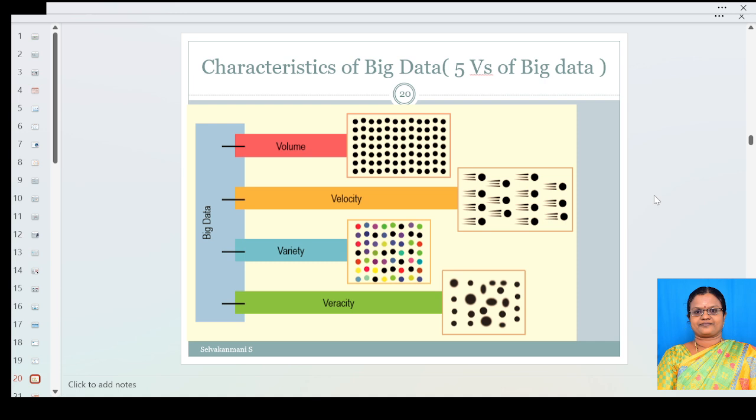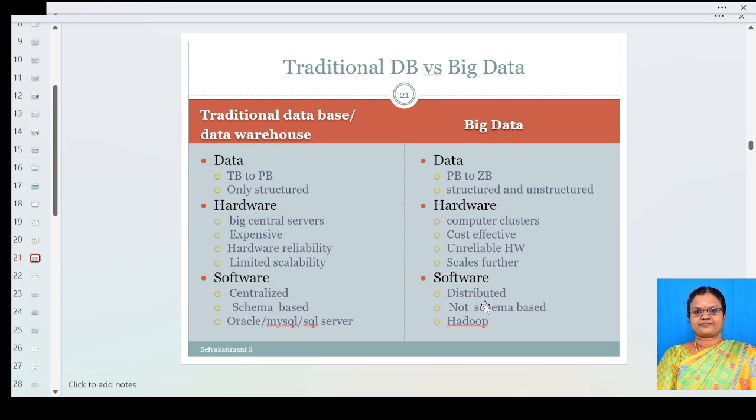So this is a pictorial representation of those five characteristics. Volume, you can see the amount of information, and then the velocity, that is the speed at which it is being generated, and the variety, these are different sources of information, and veracity, it is about the inconsistency and the uncertainty in the data set.